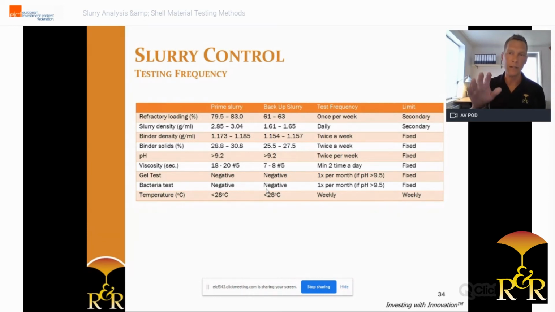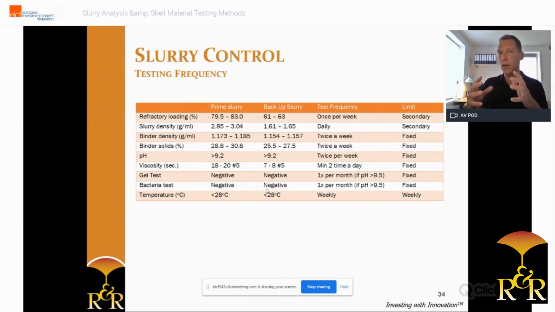You might note that I make a difference between fixed and secondary parameters. And for me, a fixed limit means that you need to respect the specification at all times. A secondary limit means that the target value can be adjusted over time within its limits, of course.